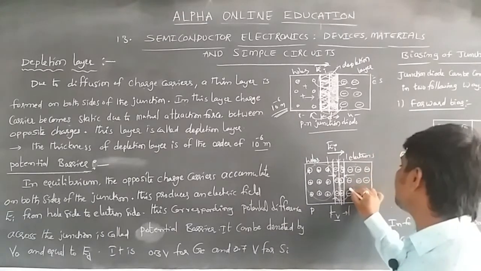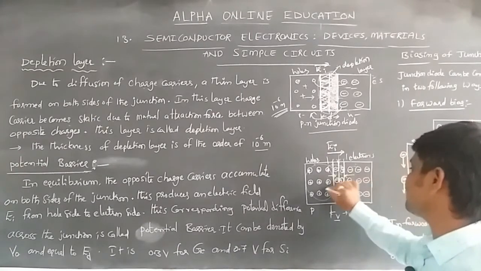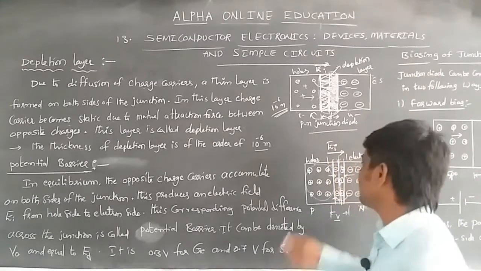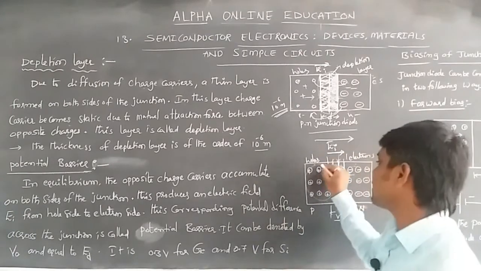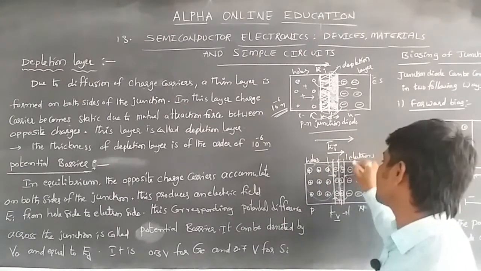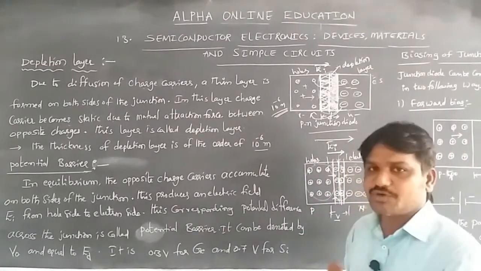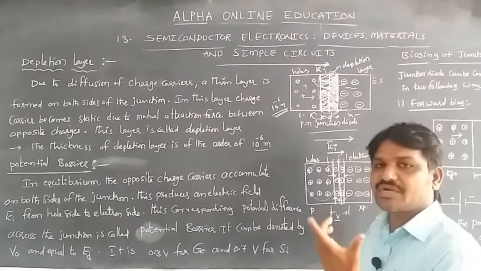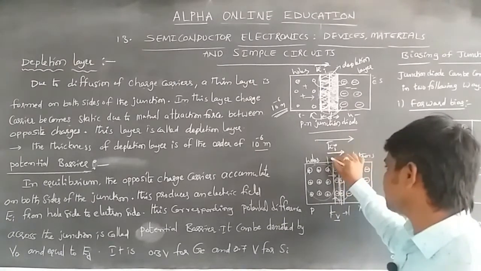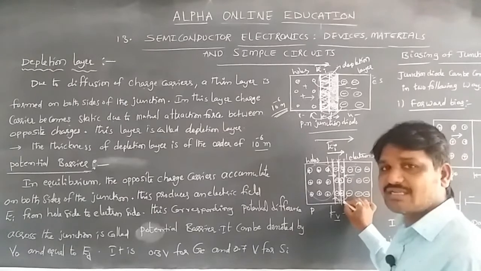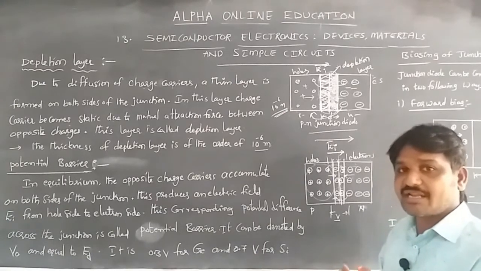This corresponds to a potential difference across the junction, because the electric field is formed from the positive side to the negative side, that is, from the P side to the N side. So there is a potential difference across the junction. That potential difference is known as the potential barrier. If the depletion layer width increases, then the potential difference also increases, and so the potential barrier also increases.